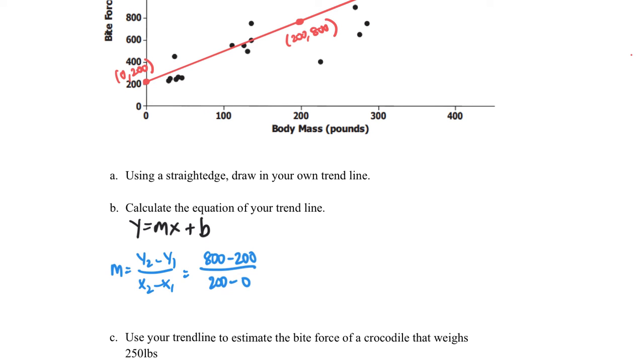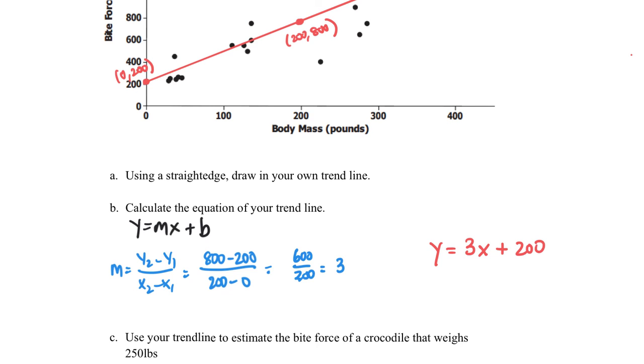So y2 minus y1 over x2 minus x1. What does that turn out to be? That turns out to be 600 over 200, which comes out to be 3. So it looks like my slope is 3. So my equation then is going to be y equals 3x plus 200.